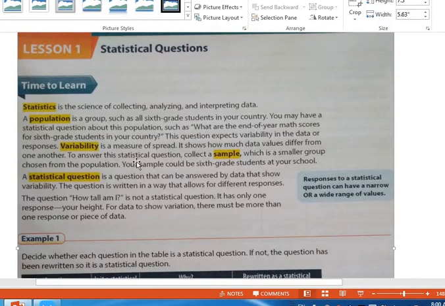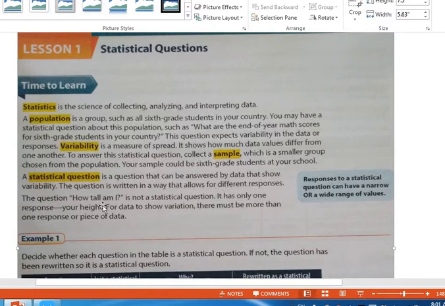To answer this statistical question, collect a sample, which is a smaller group chosen from the population. Your sample could be 6th grade students at your own school, DIS. So, a statistical question is a question that can be answered by data that show variability. The question is written in a way that allows for different responses.